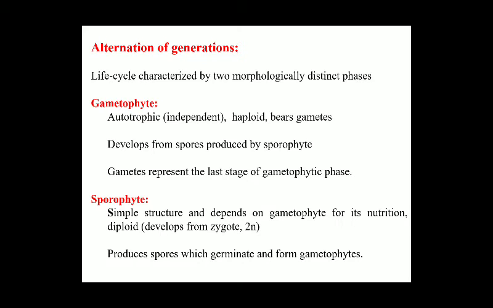Gametophyte is autotrophic. You already know these terms. It is autotrophic, it is independent, and it is haploid. It has one set of chromosomes. The gametophyte is autotrophic, haploid, and it produces gametes. Now the gametophyte, how does it originate? What does it develop from? Gametophyte develops from spores which are produced by the sporophyte.